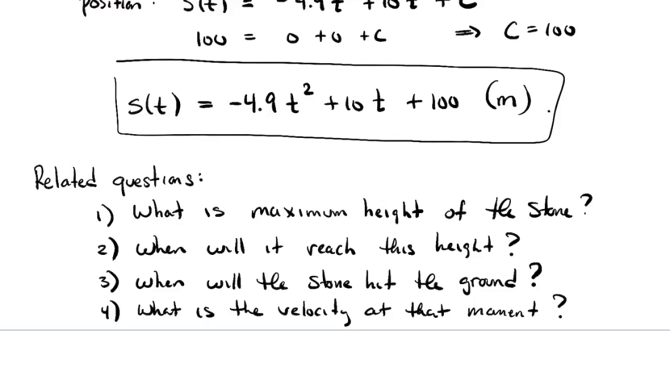Another question I could ask you is, when's the stone going to hit the ground? Right? We throw it upwards with 10 meters per second. It's going to reach some maximum height, and then it's going to start falling. It's going to hit the ground eventually. When's it going to hit the ground? What's the velocity at that moment? What's the exact velocity at the moment it hits the ground? Those are just some questions that we could ask about this.